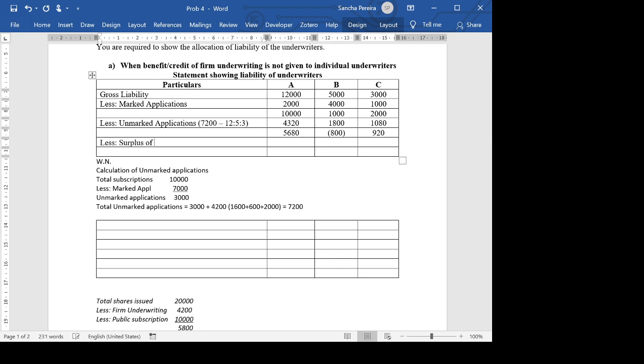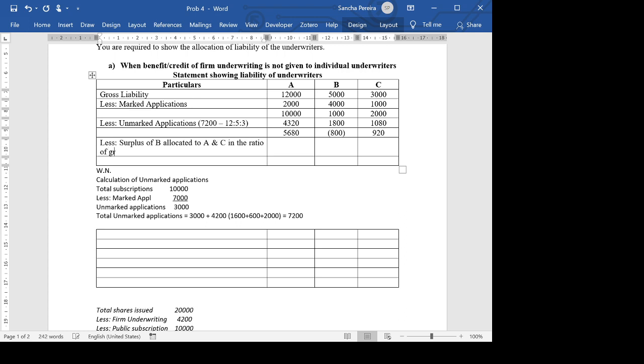surplus of B allocated to A and C in the ratio of gross liability. In the ratio of gross liability. So that 800 has to be divided in the ratio of, here it's 12 and here it's 3. So it's going to be divided in the ratio of 12 is to 3. Or since you're talking about 12 is to 3, you can also say 4 is to 1. Okay, it's up to you. 12 is to 3 or 4 is to 1.